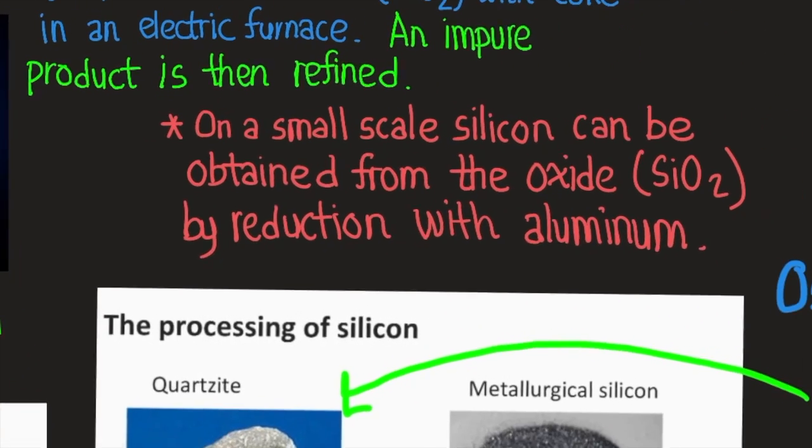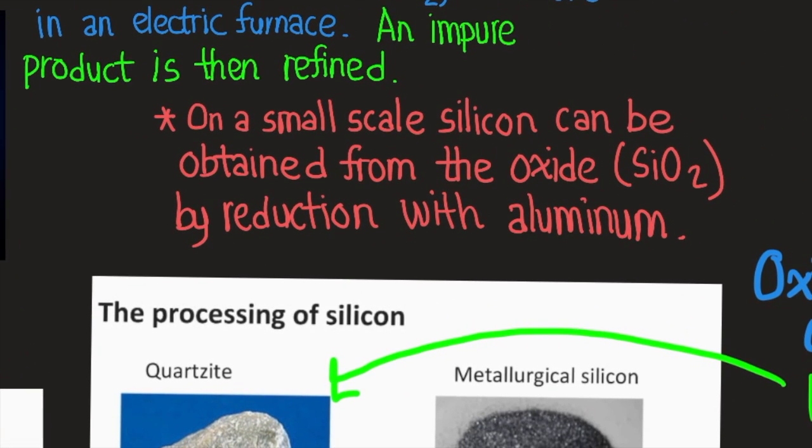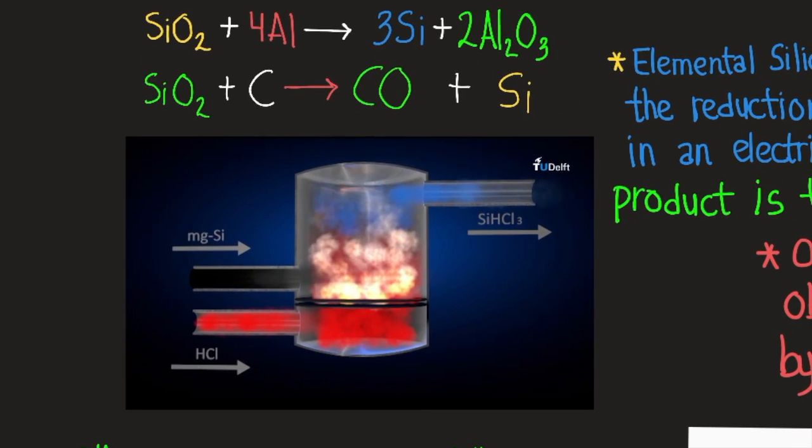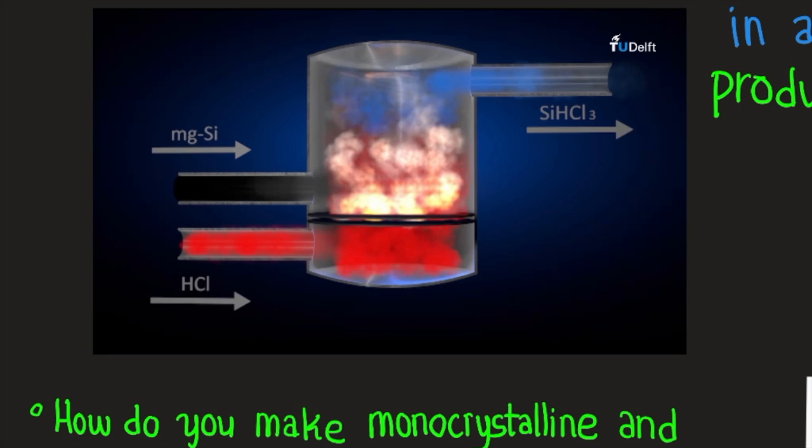So on a small scale, silicon can be obtained from the oxide SiO2 by reduction with aluminum. So you can see here, as previously discussed, you can create silicon by reducing it with unoxidized aluminum. So this is from a video on YouTube, and I extracted these photographs to make it easier to follow along with the silicon making process that I also learned about.